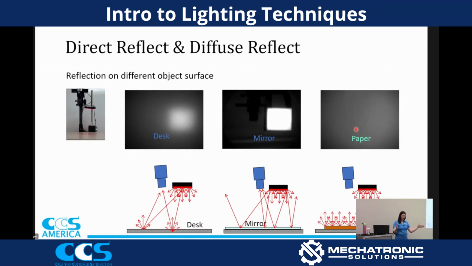Versus if your sample's this big, but it's something like paper or really diffusive, I don't have to have a light that's 2 times the field of view. I can have a much smaller light. So knowing how reflective your sample is affects how large of a light you use to get a uniform image across the whole thing.